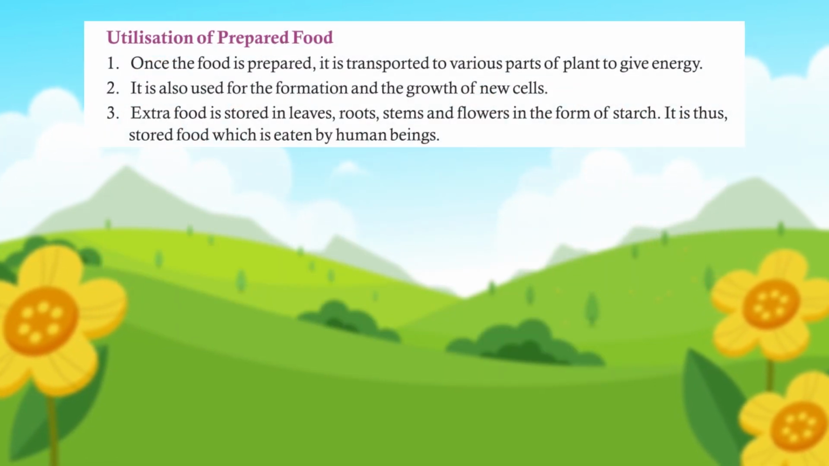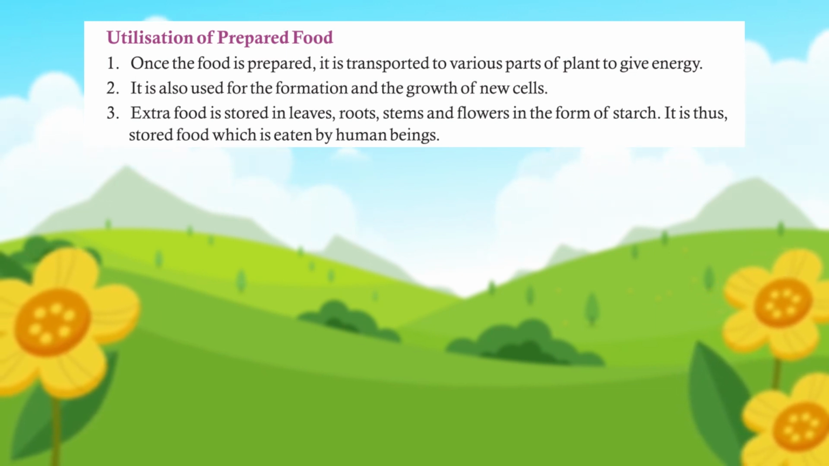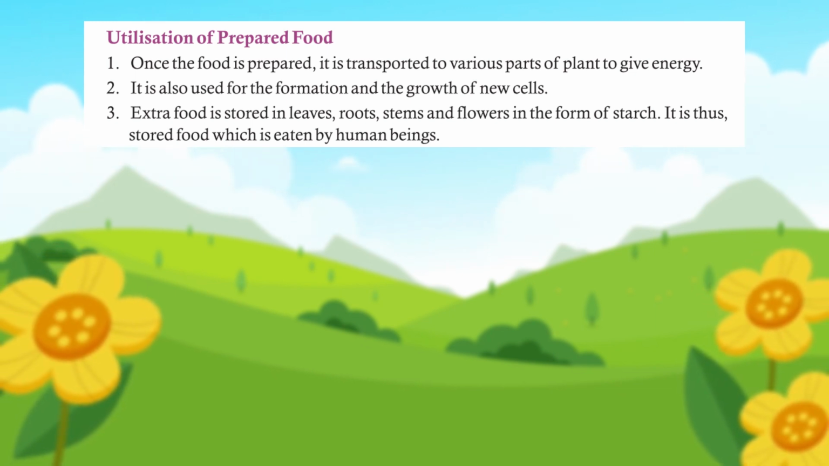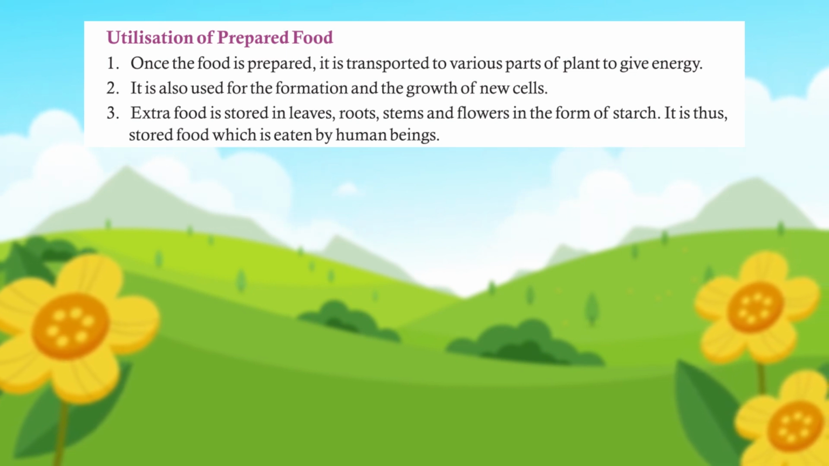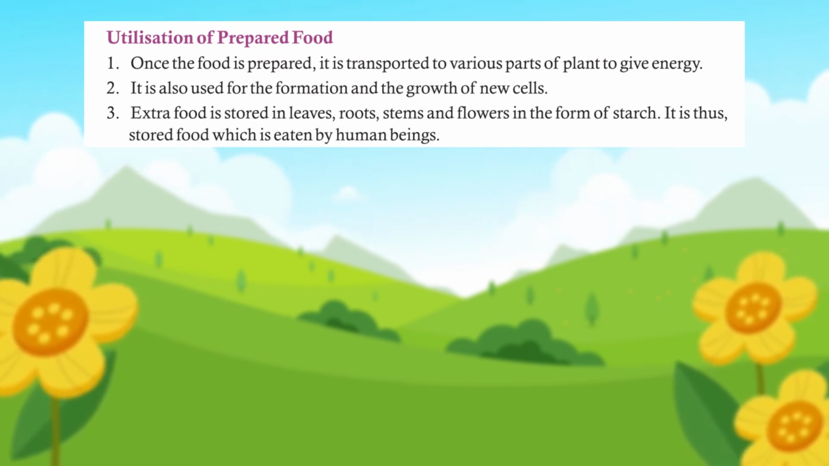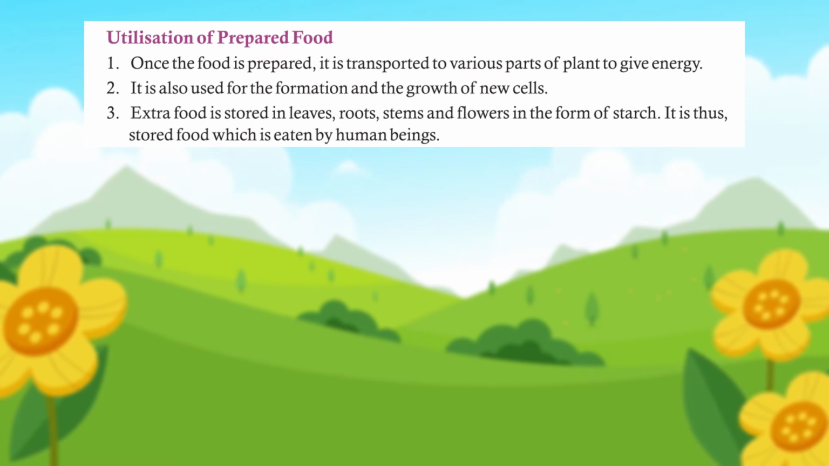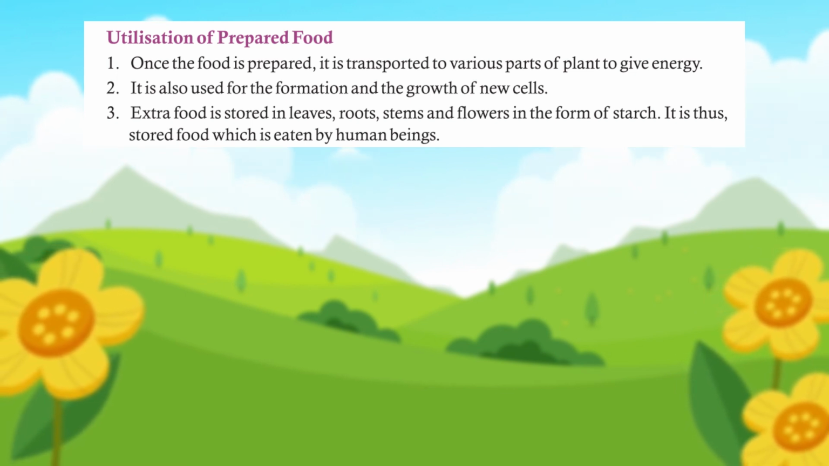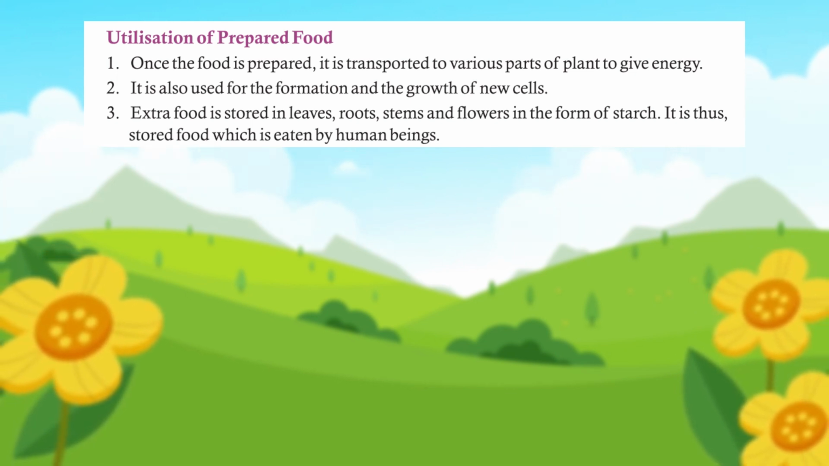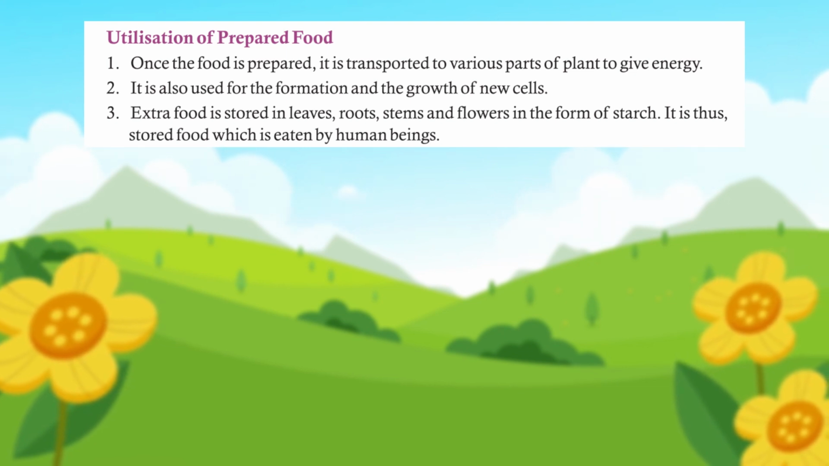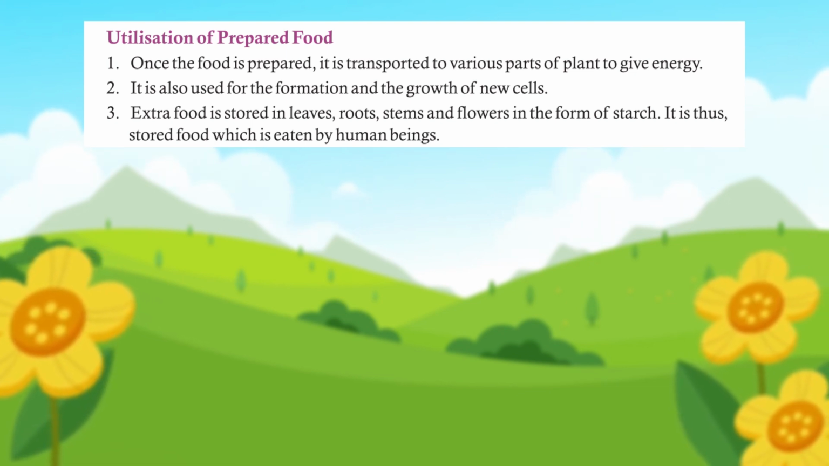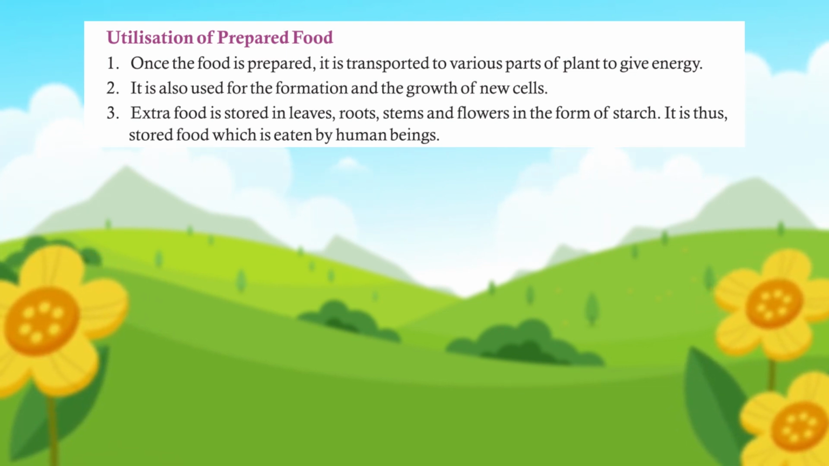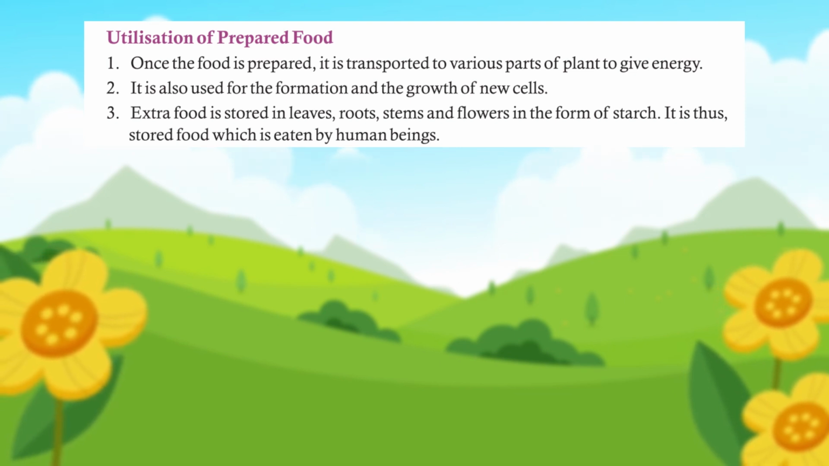Utilization of prepared food. 1. Once the food is prepared, it is transported to various parts of the plant to give energy. 2. It is also used for the formation and the growth of new cells. 3. Extra food is stored in leaves, roots, stems and flowers in the form of starch. It is this stored food which is eaten by human beings.